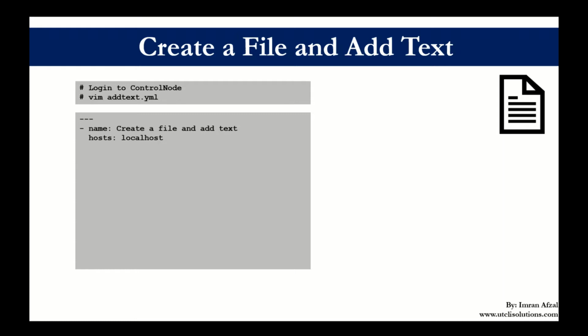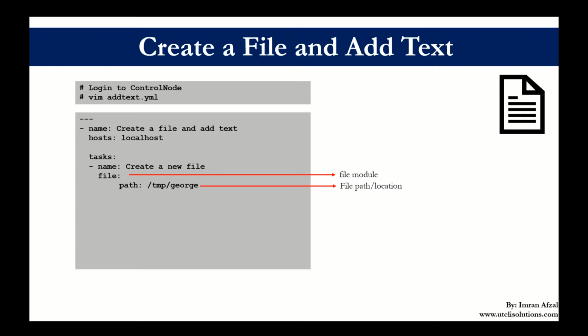So the very first thing we want to do is, of course, to create a file, and the second is to add text. So these are the two tasks we wanted to do, and we could put them both under the same play. So we'll define the tasks. The very first task, and the name of that, is to create a new file. And what is the module we should be using to create a file? It should be the file module, yes. Then you need to define where you are creating it and what will be the name of the file. So we're creating in slash tmp, and the name of the file will be George. All right, and that's the location and the name of the file.